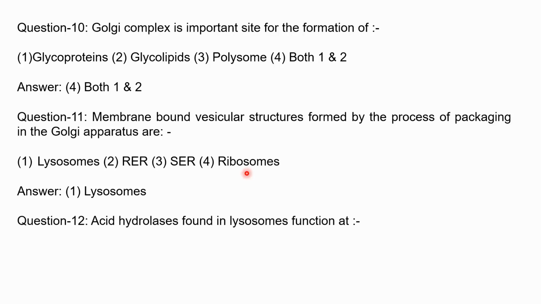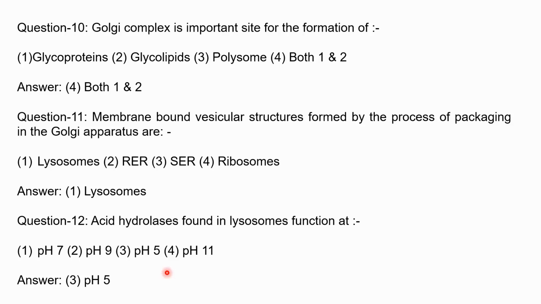The next question is, acid hydrolases found in the lysosome function at. The name itself suggests that these are the hydrolases, the lytic enzymes that act at an acidic pH. From the options, we can clearly see that option number 3, which is pH 5, is acidic. So acid hydrolases found in the lysosomes function at an acidic pH of around pH 5. So the correct answer is option number 3, that is pH 5.